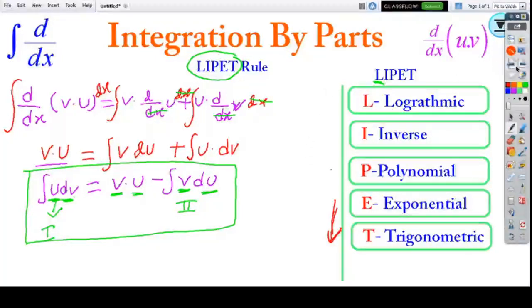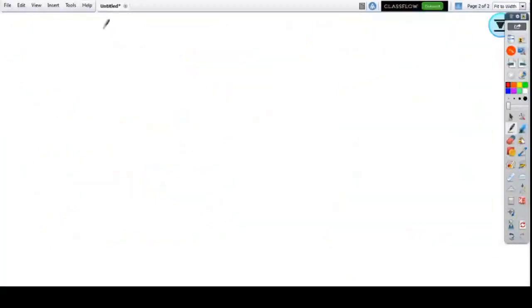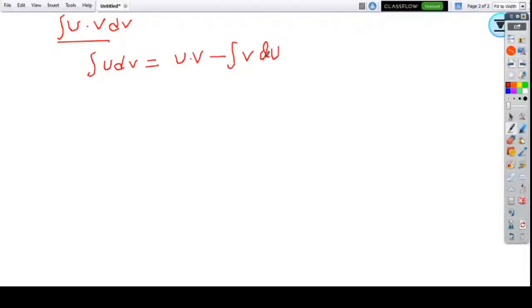Now let us move on to an example. If you have understood this, let me first write how I can decide what comes first. If u and v are the functions, I want to find the product. So the rule is the integral of u dv is equal to u times v minus the integral of v with respect to u.